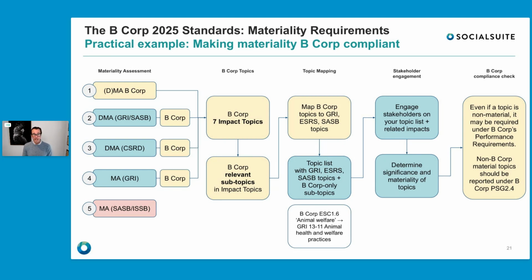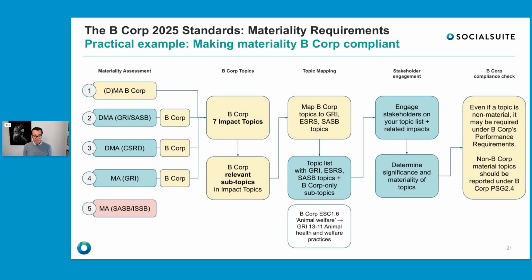The third one is I'm doing a double materiality assessment under the CSRD, and I want to make sure it's B Corp compliant. The fourth one is I'm doing a single materiality assessment but focused on impacts using GRI, and I want to make that B Corp compliant. But the last one, I'm doing a single materiality assessment that's about financial materiality, so risks and opportunities only, using, for instance, CSRD or ISSB.